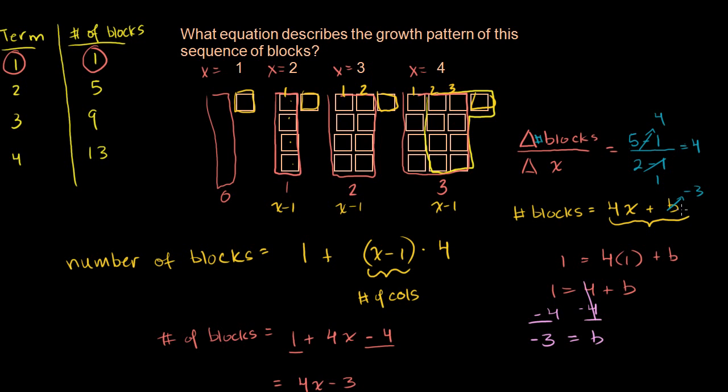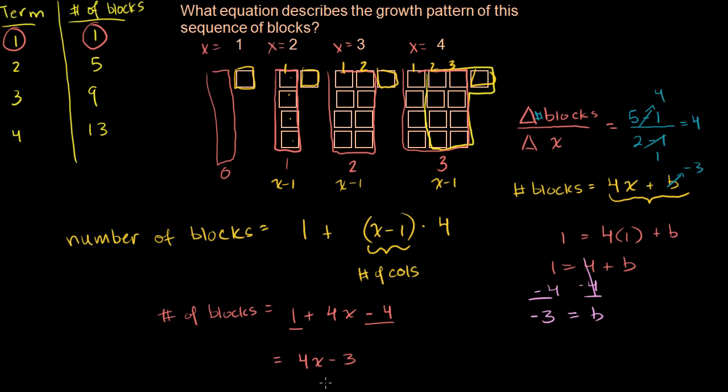To solve for this constant, we just use one of our terms. You could have used any of them. We used 1 and 1. You could have used 3 and 9. You could have used anything. We solved b is equal to negative 3. And so if you put b back here, you get 4x minus 3, which is what we got earlier in the video right there. Hopefully you found that fun.